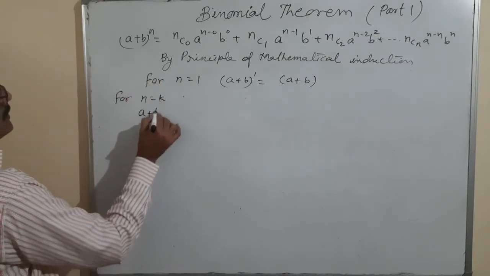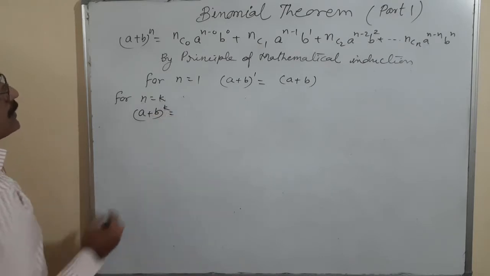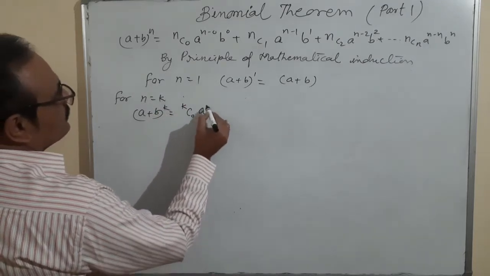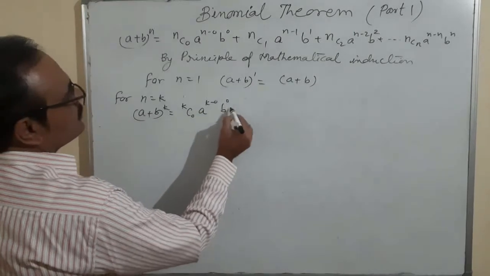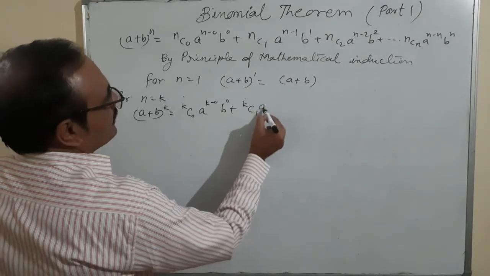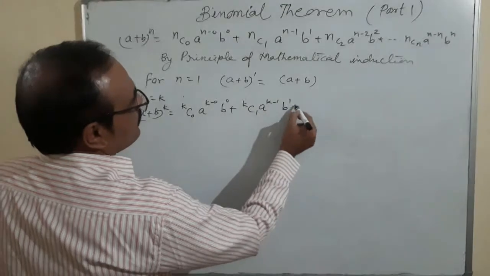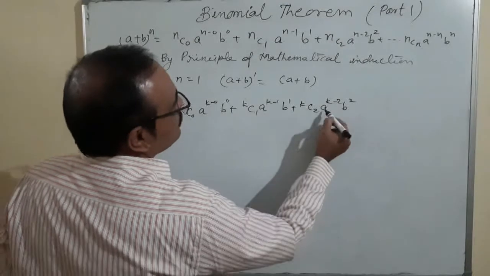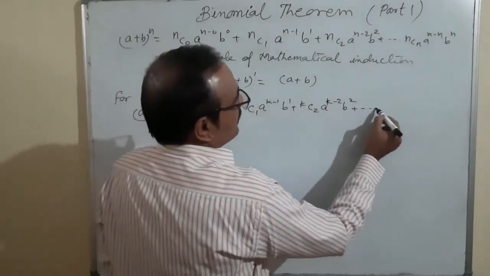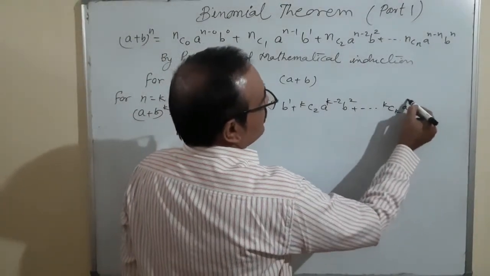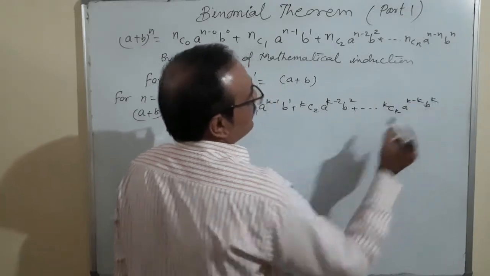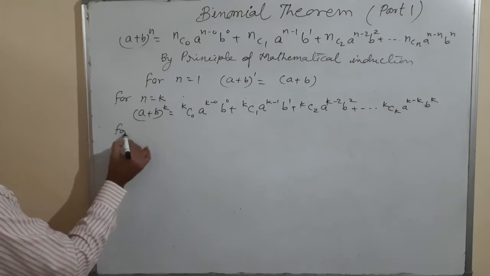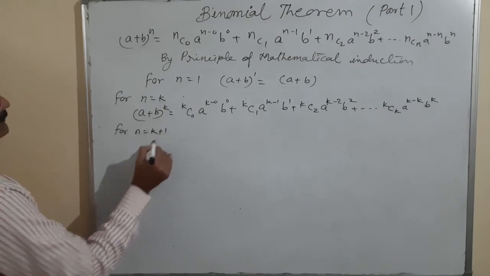So (a + b) to the power k is equal to, what should I write this? kC0 a to the power k minus 0 b to the power 0, plus kC1 a to the power k minus 1 b to the power 1, kC2 a to the power k minus 2 b to the power 2, and plus kCk a to the power k minus k b to the power k. Okay. And if it holds for n is equal to k, that means for n is equal to k plus 1.